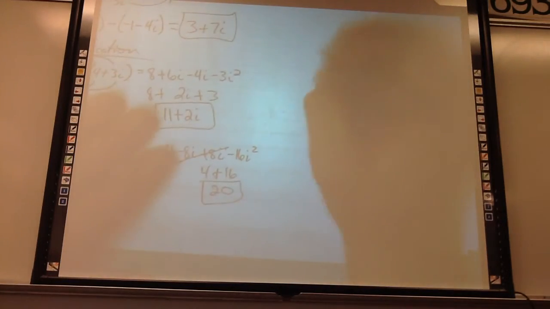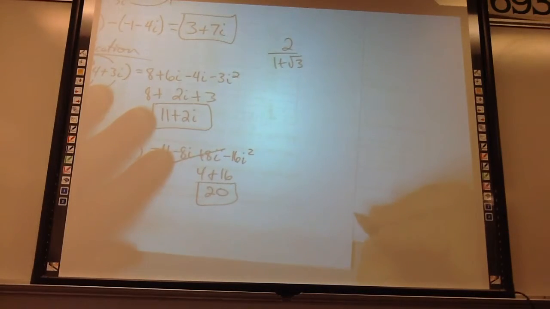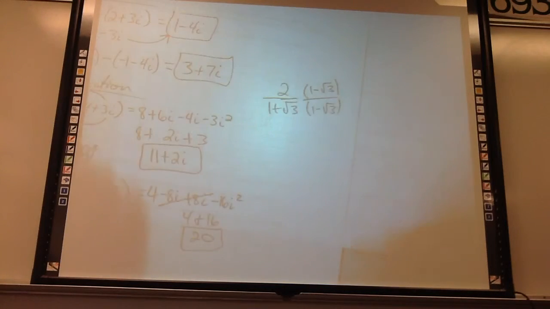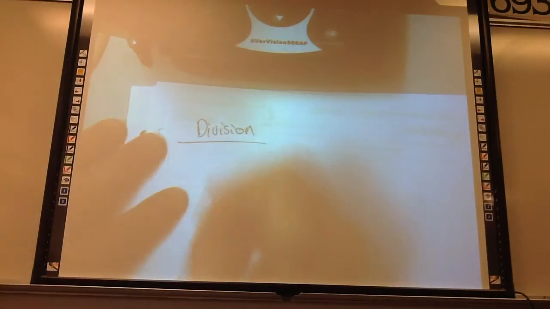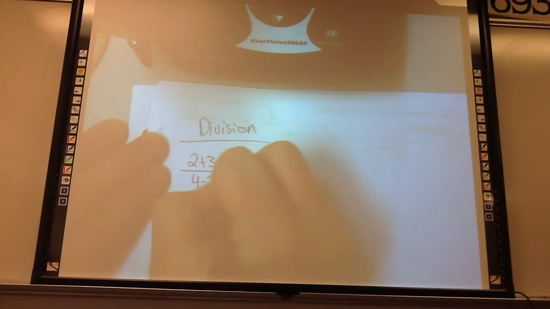When we had like 2 over 1 plus square root of 3, and to simplify it, to divide, you had to do the conjugate. So you had to go 1 minus the square root of 3, 1 minus the square root of 3. Remember doing that? And then multiply across. Well, guess what? When you do division on imaginary numbers, that is exactly what you do. So if you have like 2 plus 3i divided by 4 minus 2i.